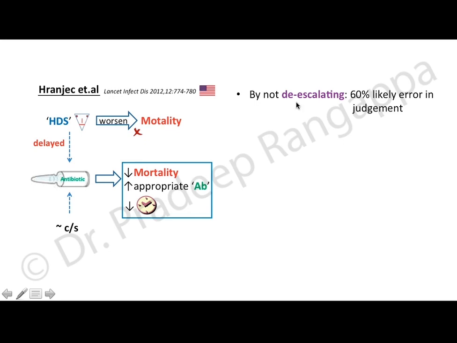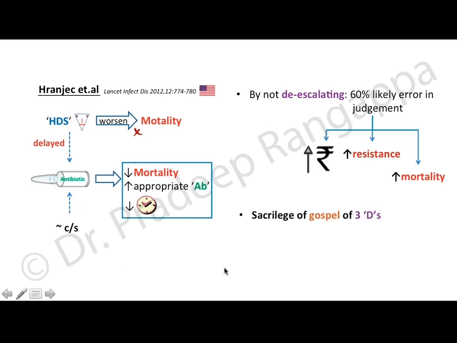So I would say, by not de-escalating antibiotics when cultures are negative, because there is 60% likely error in judgment, this would lead to sacrilege, and it will increase the cost, increase the resistance, and it would increase the mortality. So by not de-escalating, my argument would be, you are burdening the patient with cost, and you are causing more harm to the environment by increasing the resistance, and if you have to vouch with this study, you may increase the mortality.